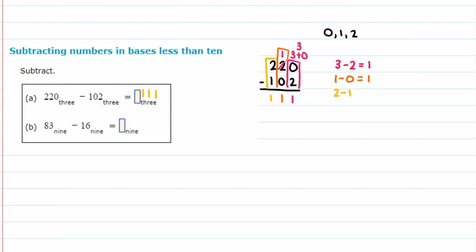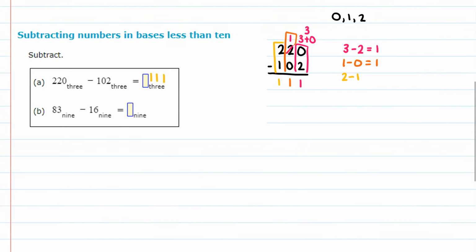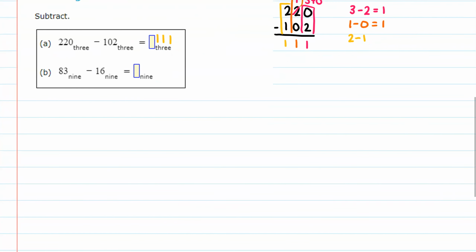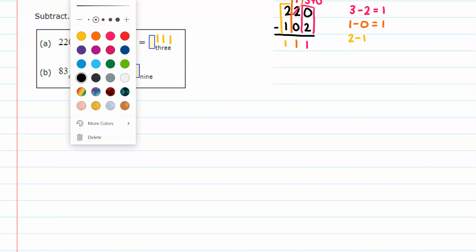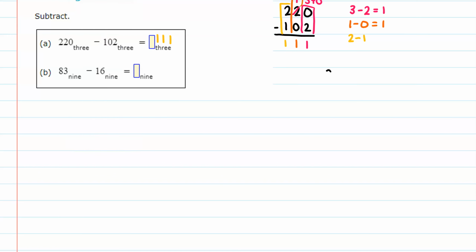So now there's just one more problem left. So pause, try it yourself, and then see if you get the same answer as me. So we're going to do 83 minus 16 in base 9. So base 9 has digits 0 through 8.